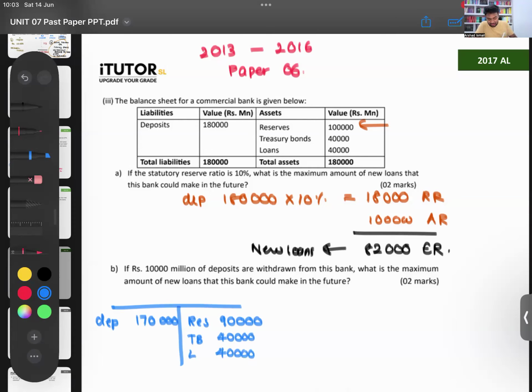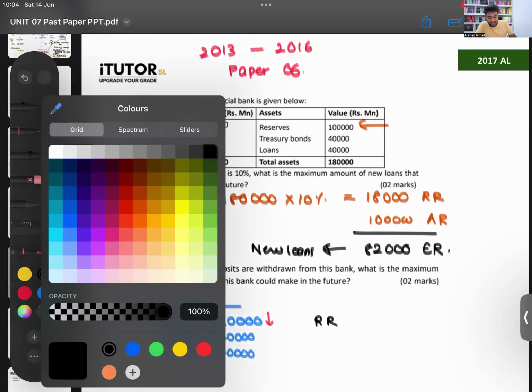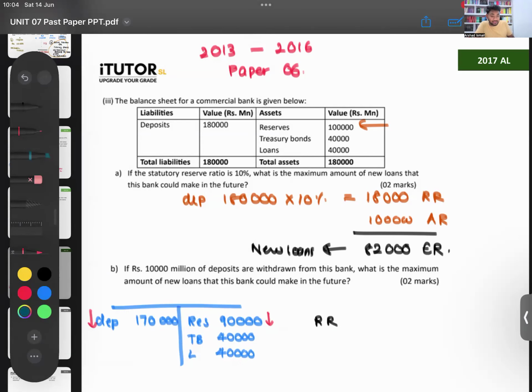This is what happens when a customer withdraws money. Remember that. When a customer withdraws money, you reduce deposits, you reduce reserves. Reserves is the money the bank has in their safe. So now based on this, they are asking how much of new loans can the bank make. Now how much should they keep as required reserves? Now they have deposits of only 170,000, so they have to keep 10%. How much is that? They have to keep 17,000.